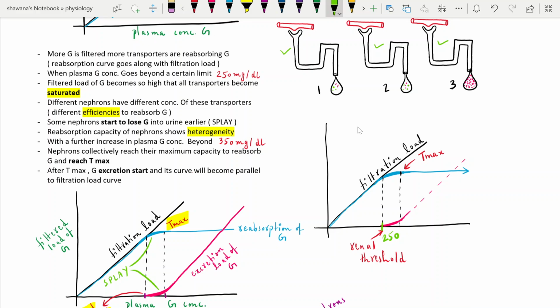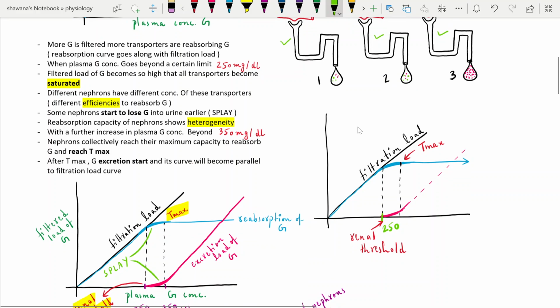Okay, they have all reached their Tmax. It means that they have reached their transport maximum. What does the transport maximum mean? It means that all of the transporters are saturated. Increasing the concentration of glucose further will no longer increase the reabsorption. So what do we understand from here? It means that the reabsorption curve was following the filtration curve, right? It was following the filtration load curve.